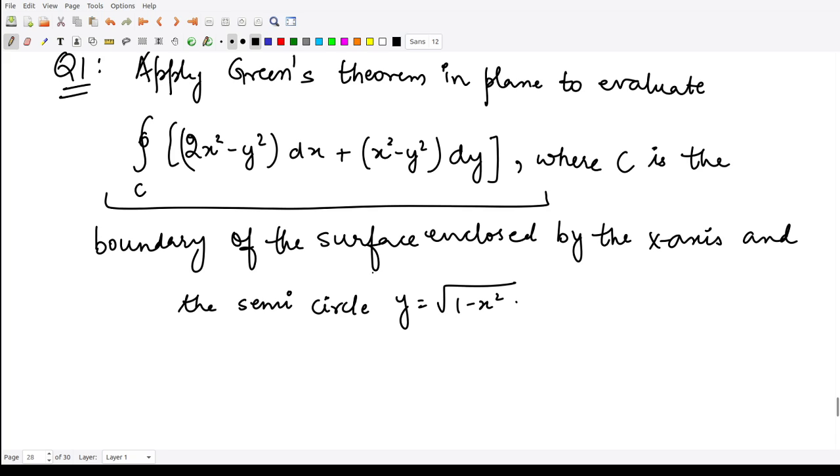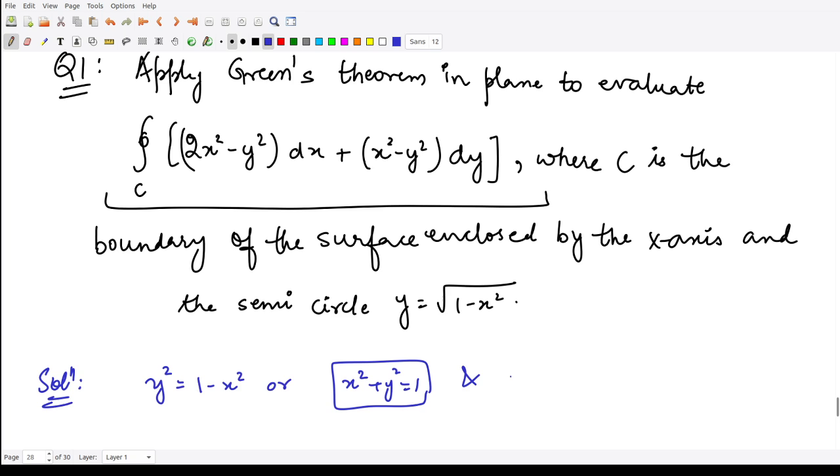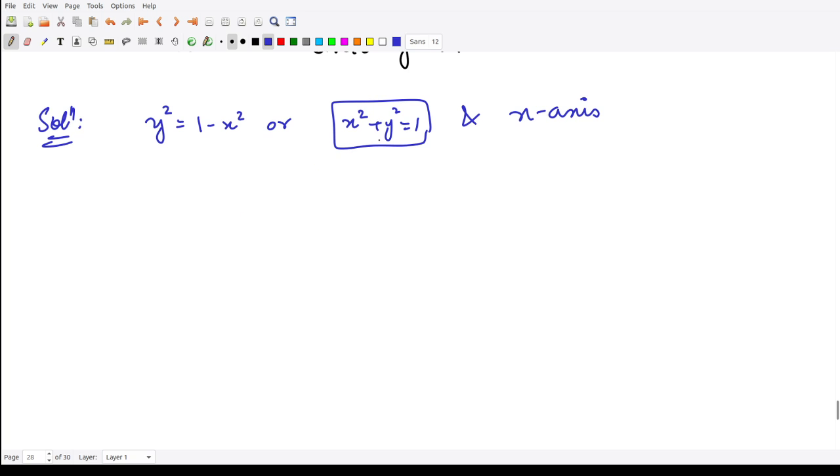So first of all, let's visualize the region as always. What is your curve C? And then we can proceed. So for the solution here, our given curve is represented by the semicircle, y square is equal to 1 minus x square, or you can write x square plus y square is equal to 1. This is the semicircle, enclosed by the x-axis and this semicircle. So your region would be like this. This circle has center at the point 0, 0 and radius equal to 1.